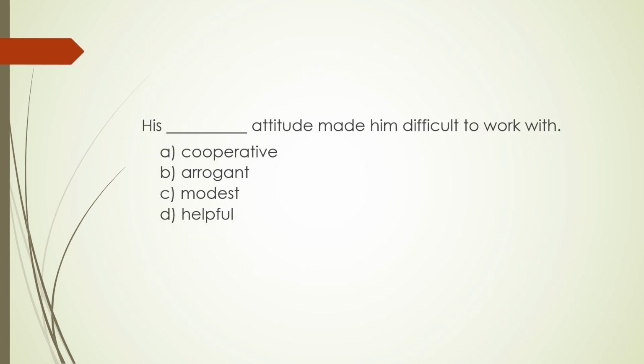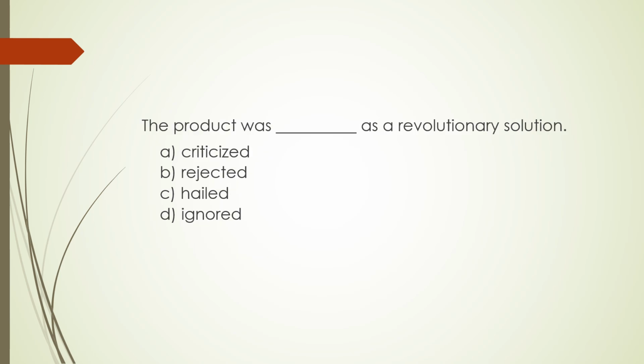Let's look at the next one. His dash attitude made him difficult to work with. Choose from the options. His arrogant attitude made him difficult to work with. The product was dash as a revolutionary solution. Choose the right option. The product was hailed as a revolutionary solution. By hailed, we mean looked upon as a revolutionary solution.